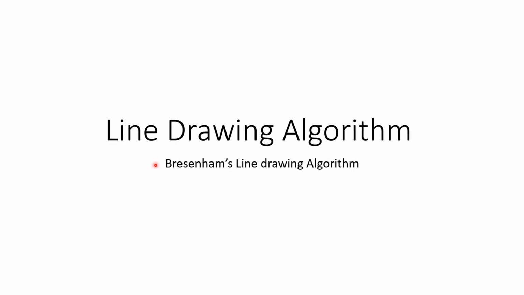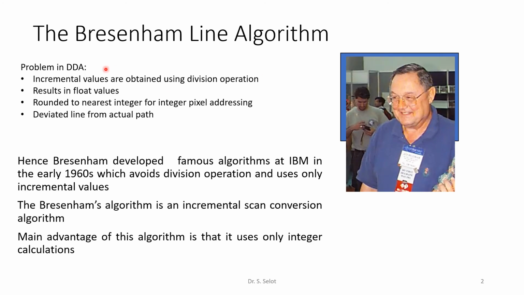We will now study the Bresenham's line drawing algorithm. In the last class, we had talked about the DDA line drawing algorithm. The major drawback of the algorithm was that it used a division operation, resulting in float values, and the pixel positions were rounded to the nearest integer value, resulting in an accumulation of error and slight deviation from the actual line path. Bresenham recommended an algorithm which is known as Bresenham's line drawing algorithm.